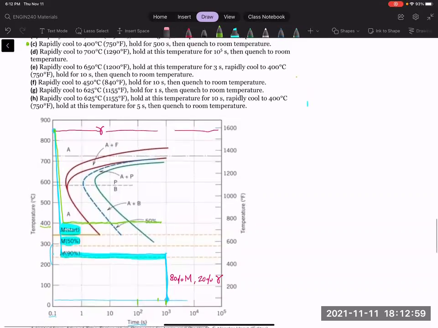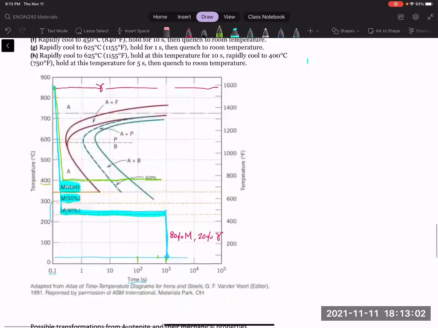For problem C, we're going to quench to room temperature. So we're going to quench this one to room temperature here. We start from here, go down, wait 500 seconds to here, then we quench down. Now you see there's a dashed line here. The dashed line represents the boundary between pearlite and bainite. So if you cool to 400 degrees Celsius, it's going to form bainite instead of pearlite. So this one, the material is transformed into bainite.